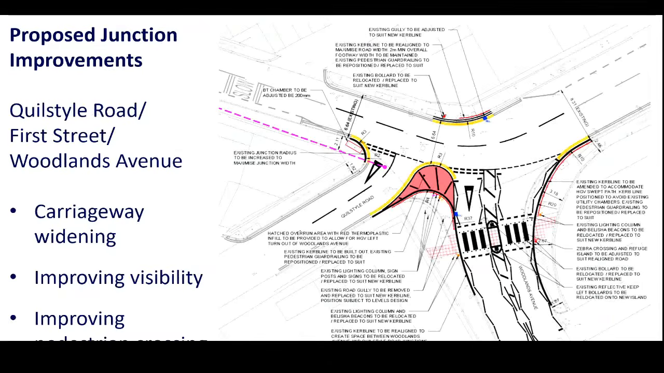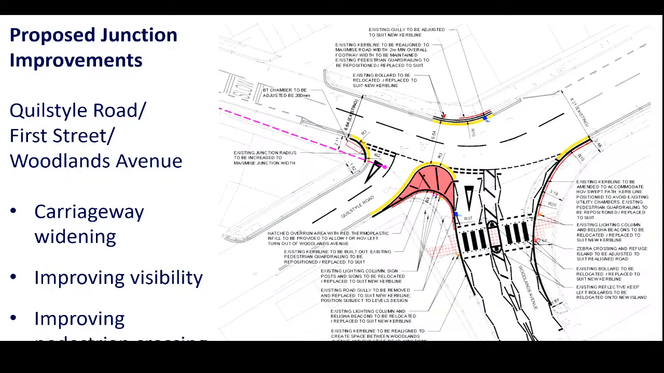The next slide, Chair, shows the proposed junction improvements. So the applicant is proposing a number of improvements at the Quillstyle Road, First Street and Woodlands Avenue junction, located off to the east of the application site. So officers are aware that this junction already causes issues, and the applicant is proposing to make a number of improvements to it as part of the proposed development.